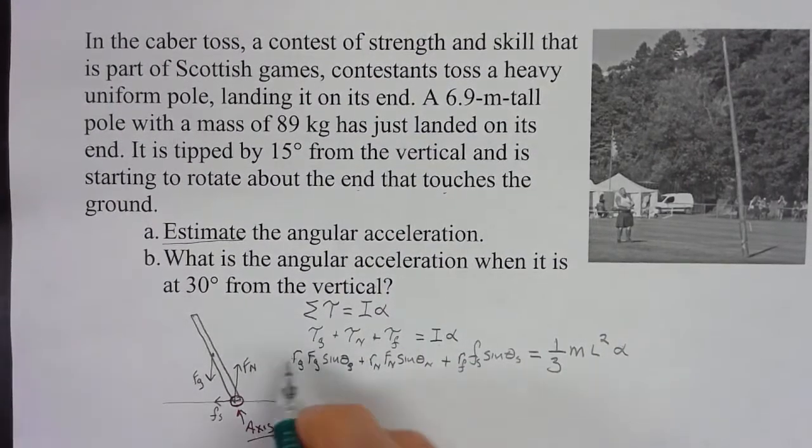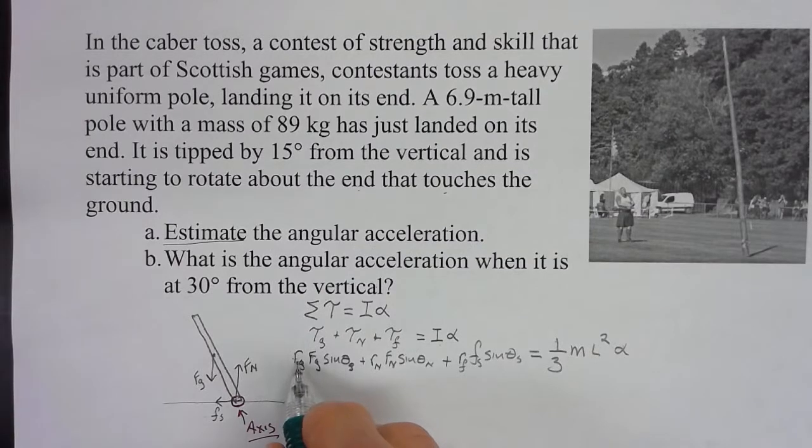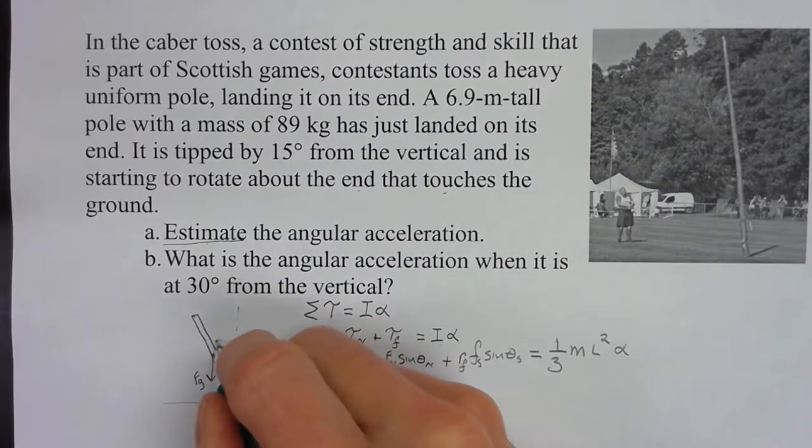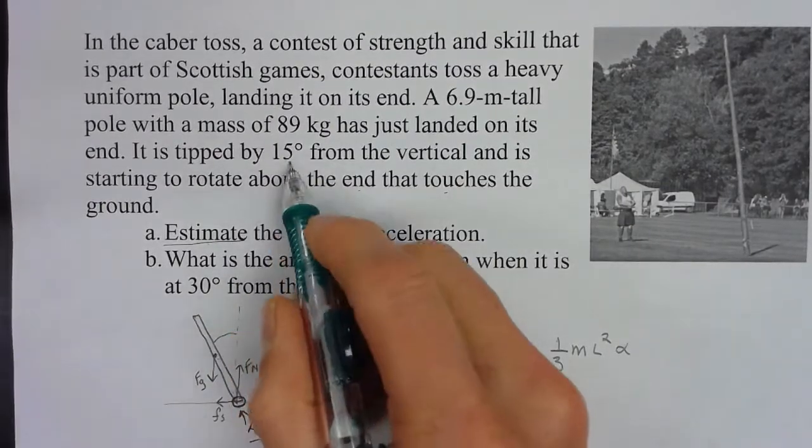Okay, so when we look at these, for this one, the distance to the gravitational force, that's half the length, because the center of gravity of a uniform pole is at its center. It's not actually uniform, but we're going to assume it is. And again, that's why we get an estimate. So that's currently L over 2. And the force of gravity is mg. And then the angle it makes, this angle here, we're told is 15 degrees.